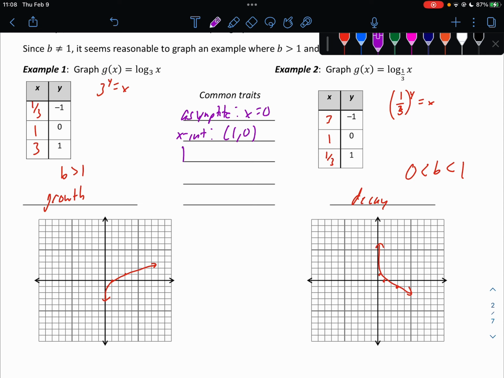The domain for both of them is the same. Okay. The range is actually the same as well. It will go up forever and down forever, so the range is all real numbers. Okay? And then the base itself, even though it's changing, we know that there's going to be a point of base comma 1.